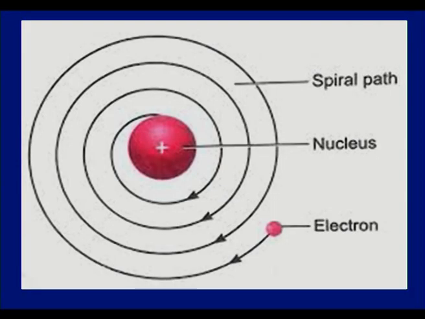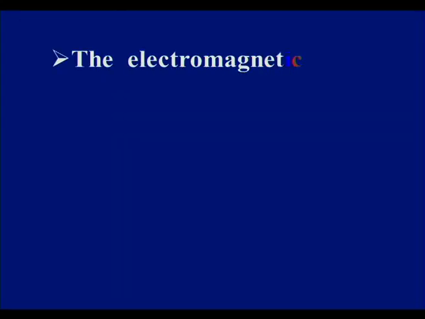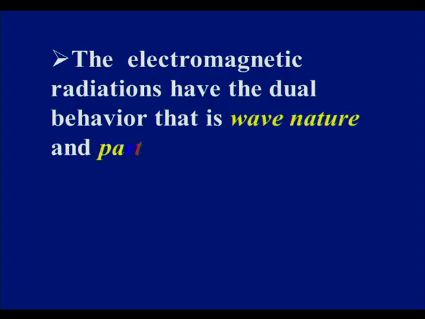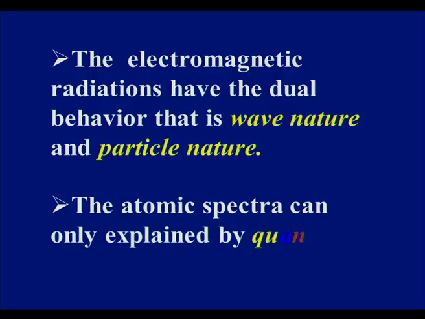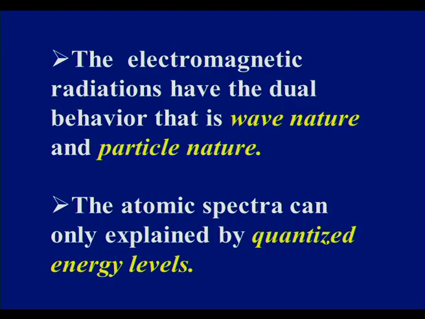To overcome the demerits of Rutherford, another scientist came forward to explain the properties of the atom by using electromagnetic radiations which have dual behavior, that is wave nature and particle nature, and he believed that atomic spectra can only be explained by quantized energy levels.